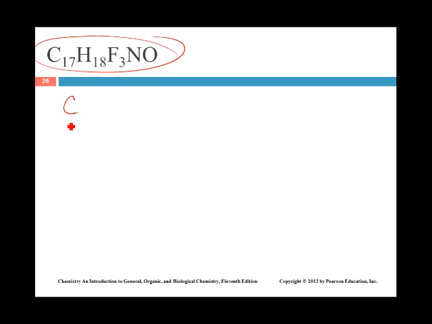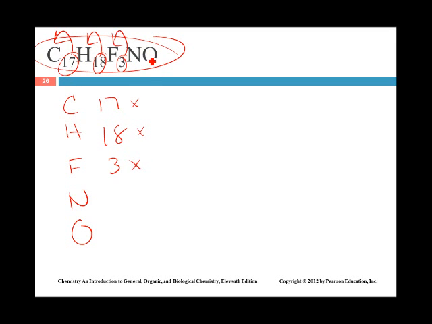We have carbon, hydrogen, fluorine, nitrogen, and oxygen. We have 17 carbon, 18 hydrogen, 3 fluorine, no number, so that means 1 nitrogen, no number, so that means 1 oxygen. That means we have to look for all these elements on the periodic table.